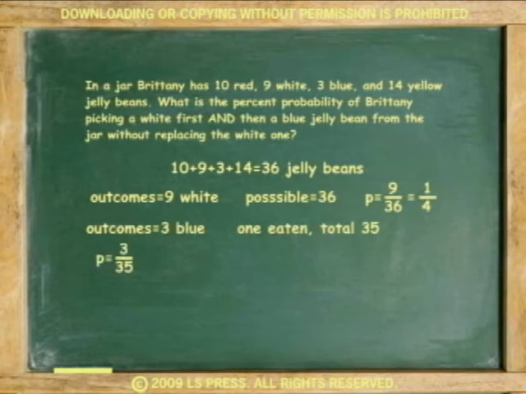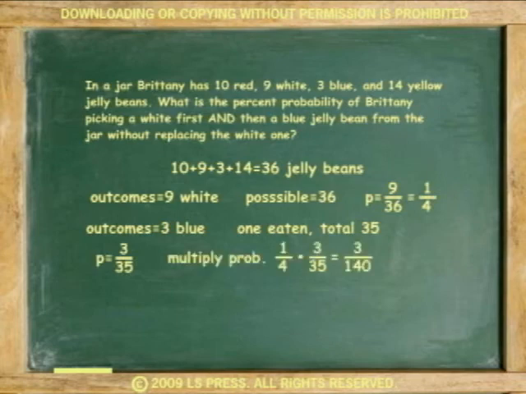Blue jelly beans now. Number of successful outcomes, blue jelly beans, 3. Because one jelly bean has been taken, the total number now is 35. Probability is equal to 3 over 35. Multiply probabilities for white and blue jelly beans. 1 over 4 times 3 over 35 equals 0.0214 times 100 equals 2.14% probability.